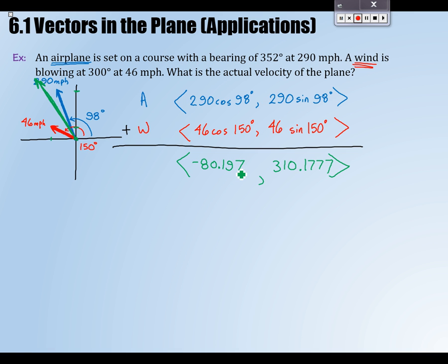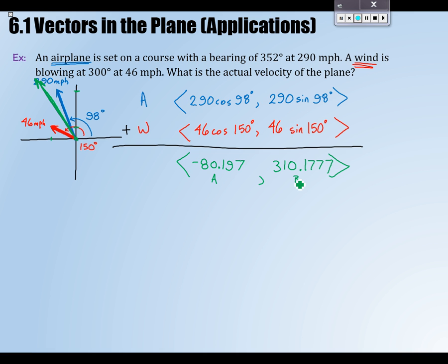80.197. Check me on those again. All right, so store those. I stored those. Personally, you can store them in any letters you like, but I stored them on my calculator in letters A and B.